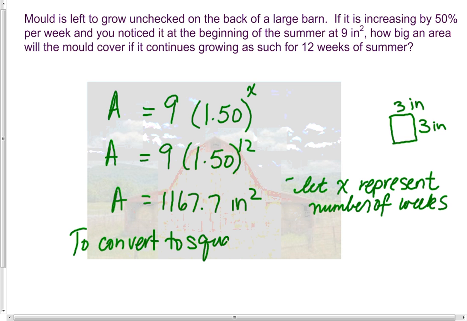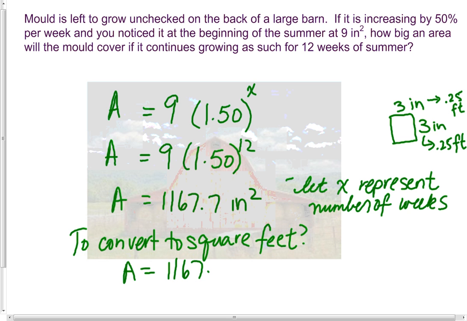We have 2 dimensions, the length and the width, and each of those at this moment is in inches. So if I wanted to convert this 3 inches and this 3 inches to feet, I would divide each of them by 12. So I would have 0.25 feet, 0.25 feet. To get my area, I would have 2 dimensions, so I am going to divide 1167.7 divided by 12 twice.